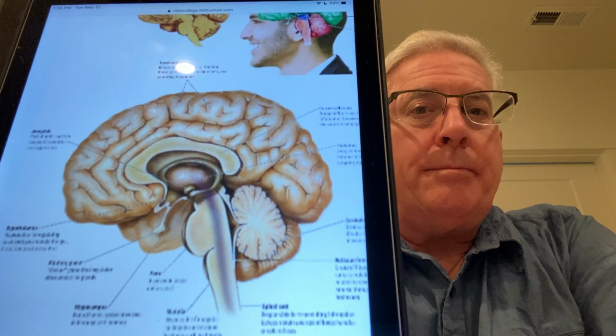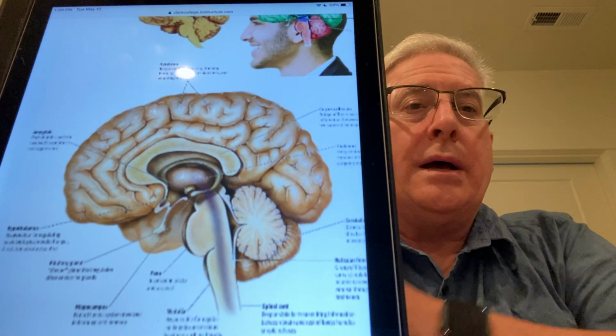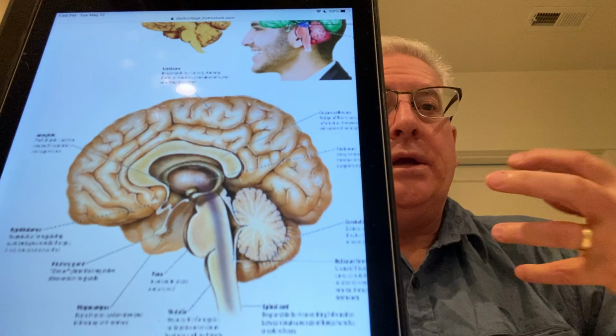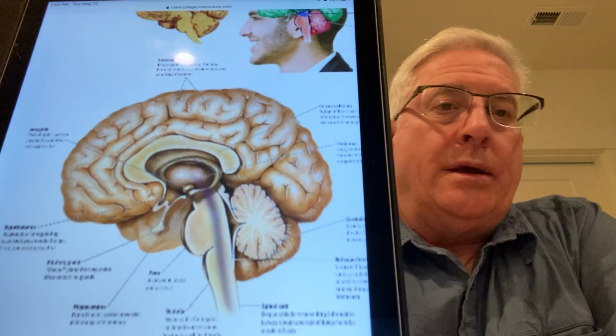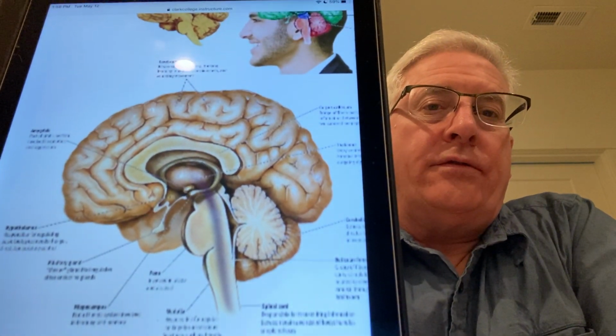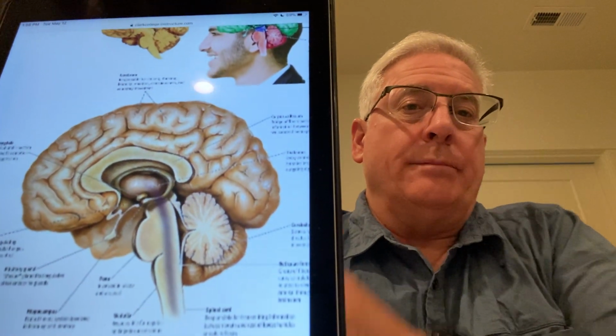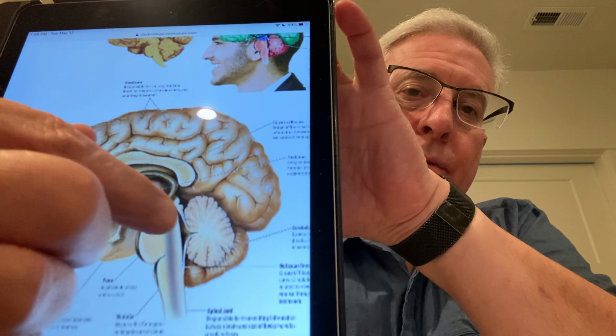So the brainstem, if you really think about it, it's all about arousal. Sleep and wakefulness arousal, heartbeat, respiration arousal. It arouses our system. Okay? That is the brainstem. Now we have the midbrain.